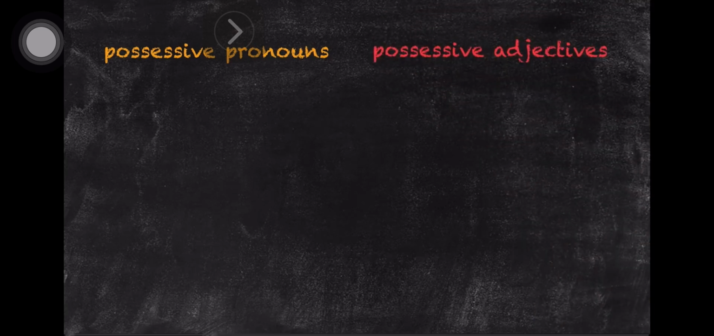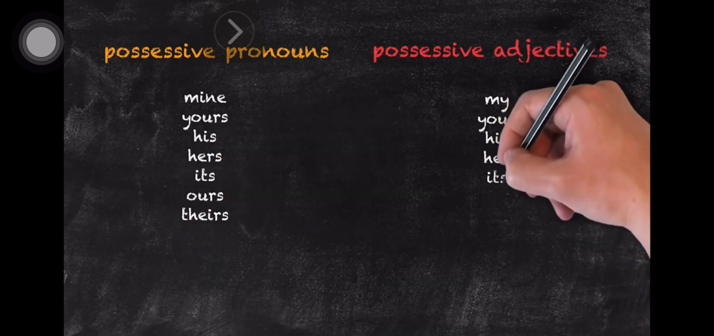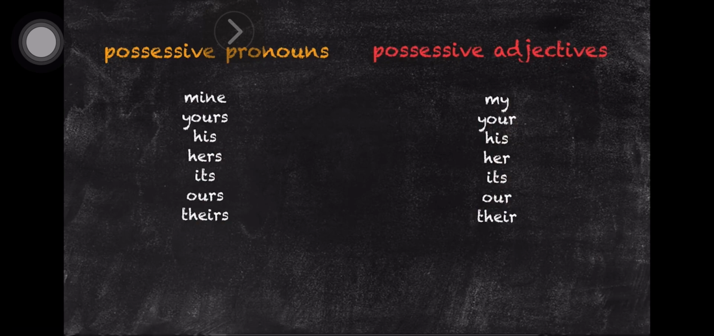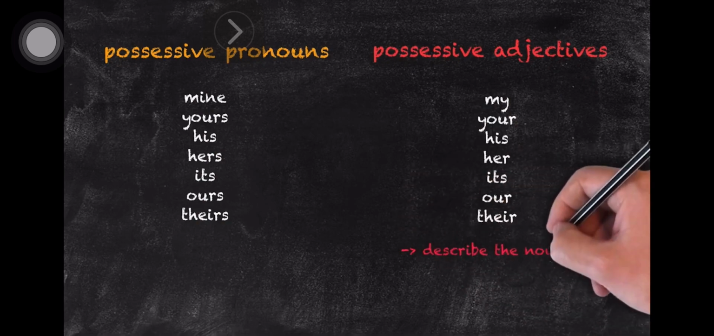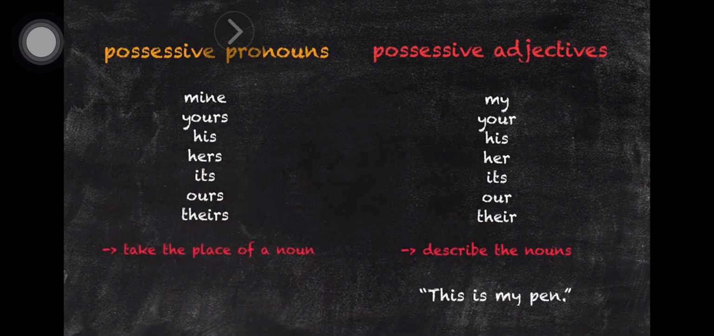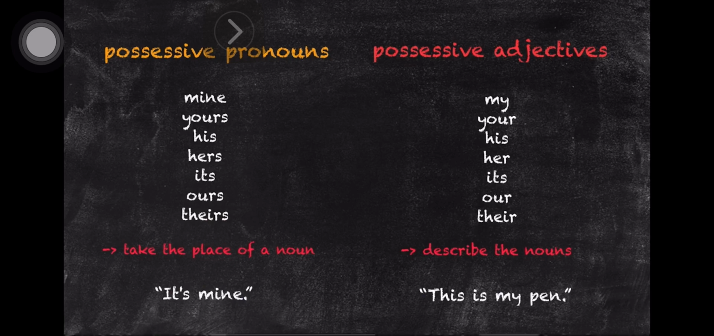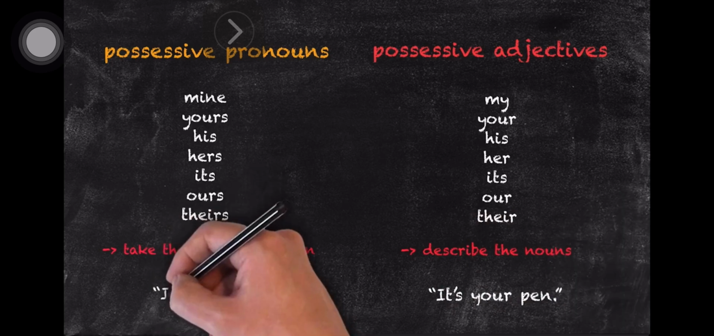Now let's compare our possessive pronouns to our possessive adjectives. We can easily identify which is which by keeping in mind what our adjectives do. Our adjectives describe our nouns. Therefore, our possessive adjectives are describing the noun and followed by a noun. This is my pen. However, keeping in mind what the pronouns do, they take the place of a noun. Our possessive pronouns do exactly that. It's mine. And one more example of this would be, it's your pen and it's yours.